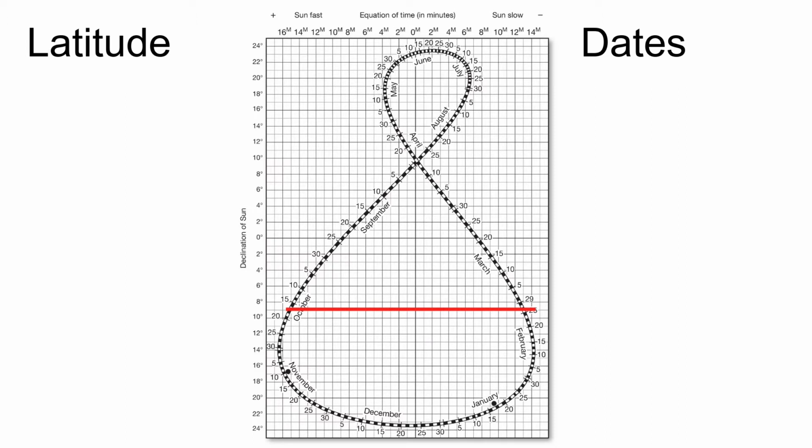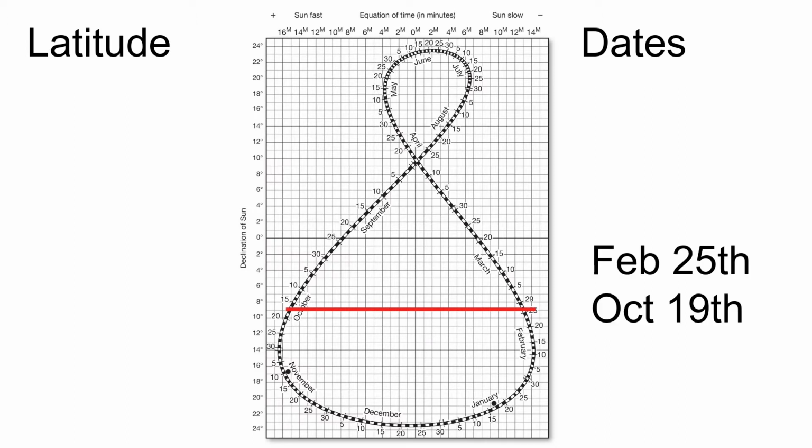So if you know the dates, February 25th or October 19th, those are two dates that the sun is at the same position. Then you just slide over and go, oh, 9 south. The subsolar point on February 25th and October 19th is 9 degrees south.